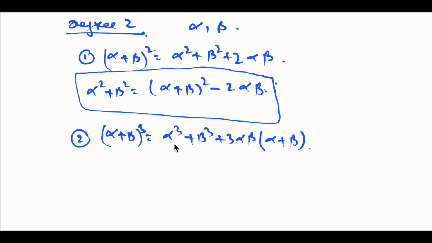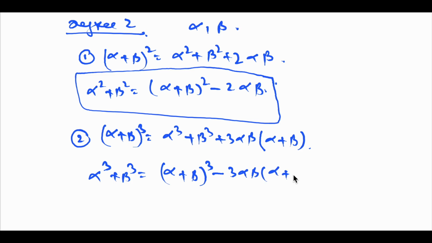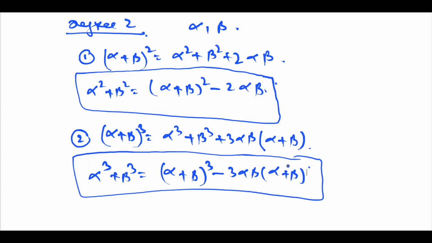Now I only need the alpha cube plus beta cube formula. So I will transfer this plus to minus. So I can say alpha cube plus beta cube will be equal to alpha plus beta whole cubed minus 3 alpha beta into alpha plus beta. We'll be using these formulas which I'm writing in boxes. But actually it is very difficult to remember this formula. It is easy to remember these two, then you can adjust. Or it's up to you if you can remember this or this.